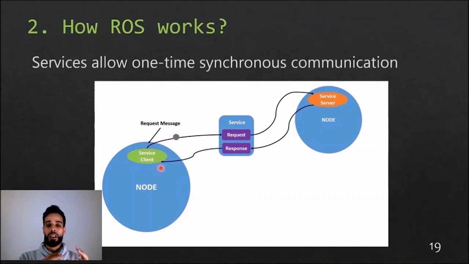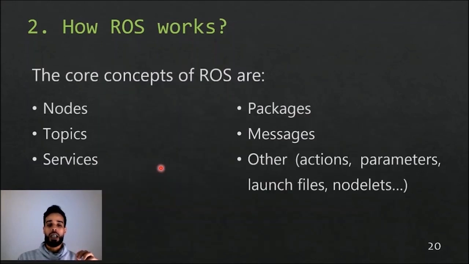Okay, so we can't do this for GPS messages, for example, because every second we have a new GPS position, and we can't stop our motor every second to get the GPS. So we use the other way of communication. So these are two concepts of communication in ROS between our nodes, and we also have a lot of other concepts.